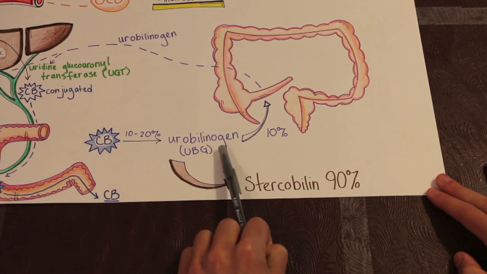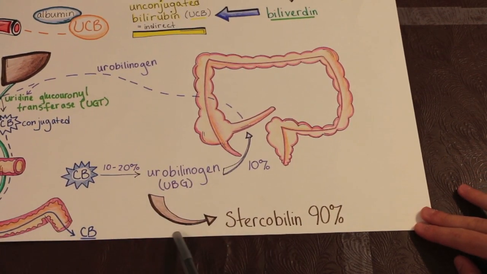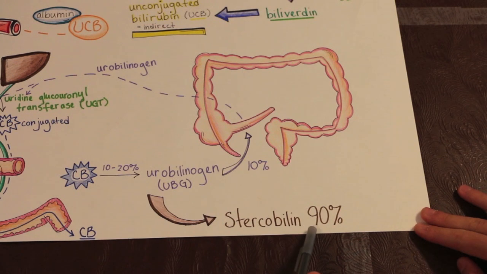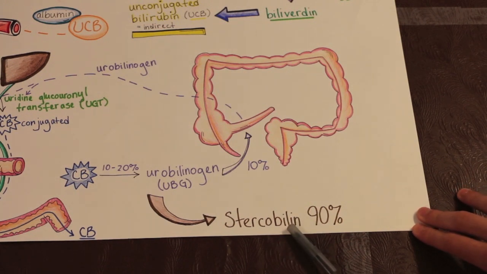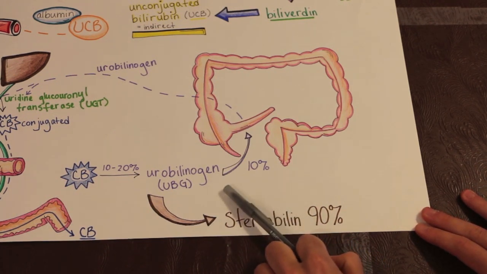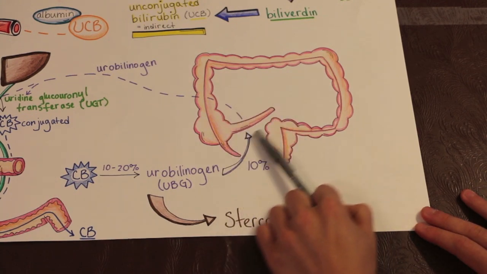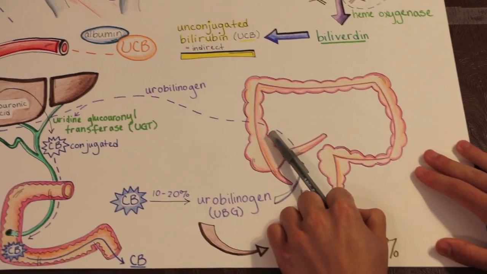Urobilinogen then has two fates. The majority of urobilinogen, about 90%, is going to be oxidized by your normal gut flora, and this will become stercobilinogen. Stercobilinogen is brown and gives feces its brown color. In contrast, a small amount of urobilinogen, around 10%, is absorbed by the terminal ileum, just like your bile salts, to be recycled. Urobilinogen is therefore present in the portal venous blood.